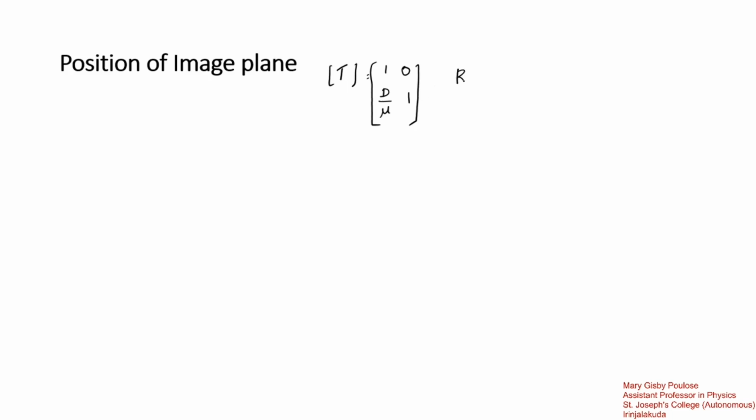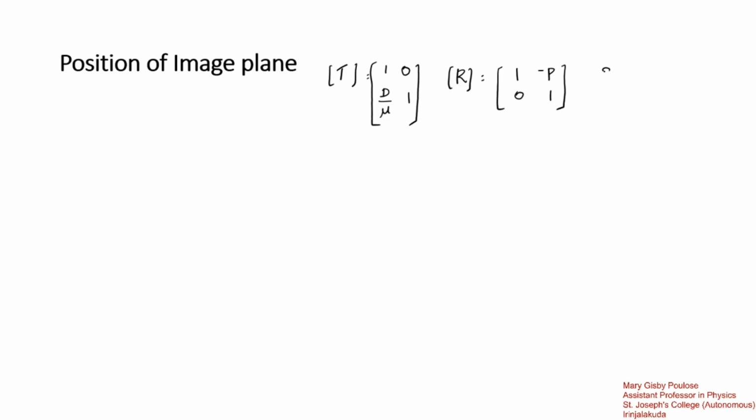Refraction matrix R was given as [1, -P; 0, 1], where P is the power of the refracting surface, mathematically given as mu 2 minus mu 1 by R, where mu 1 is the refractive index of the first medium, mu 2 is the refractive index of the second medium, and R is the radius of curvature of the refracting surface.